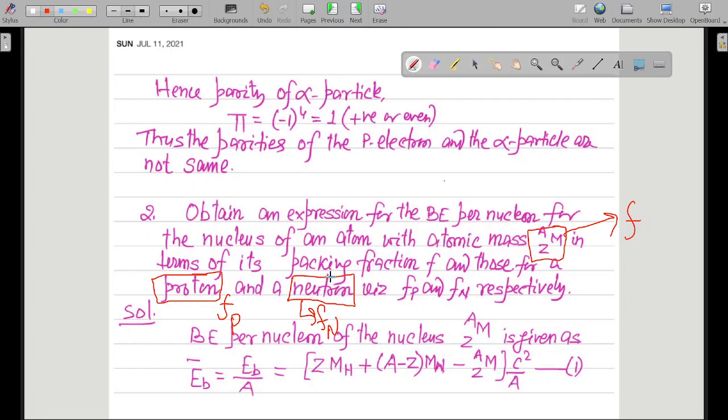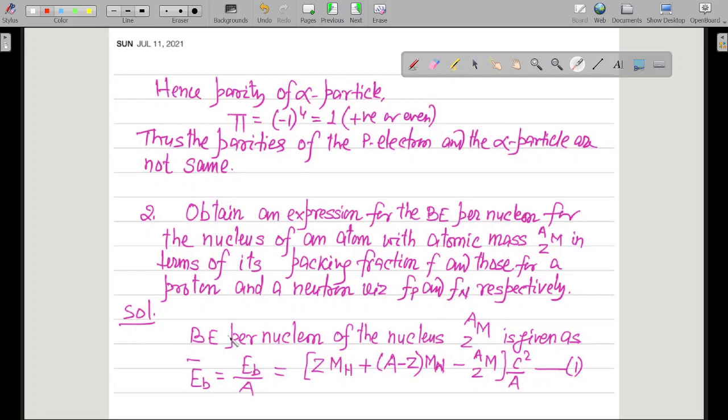So packing fraction of proton is fp, of neutron is fn, atomic mass is m, atomic mass number of the nucleus is A, and atomic number is Z. Such is the situation which we have with us. So we have to basically find out the value of this entity, m(Z,A), in terms of f, fp and fn, where f is the packing fraction of this nucleus, fp is the packing fraction of proton, and fn is the packing fraction of neutron.